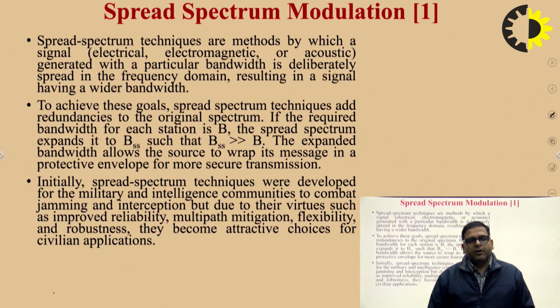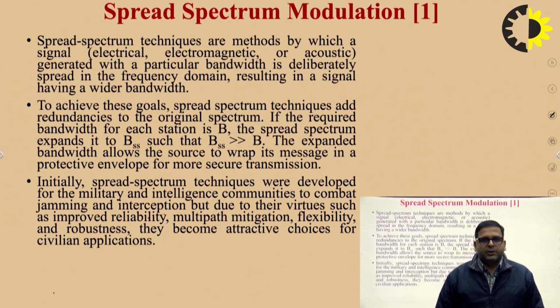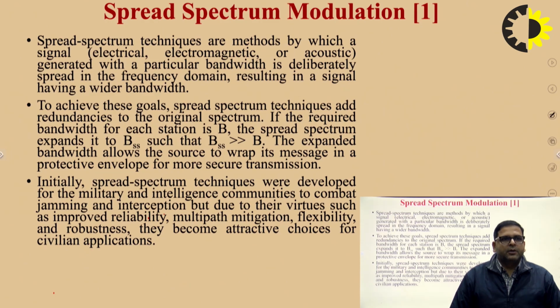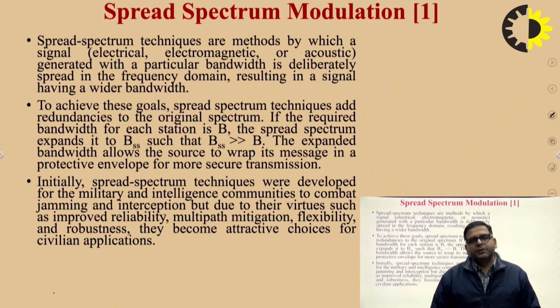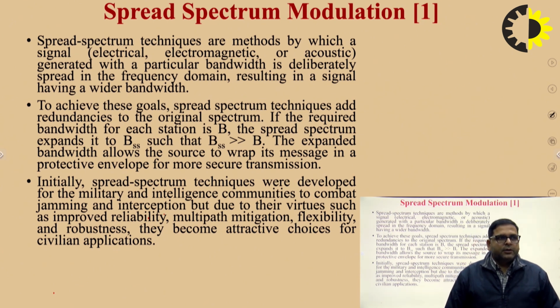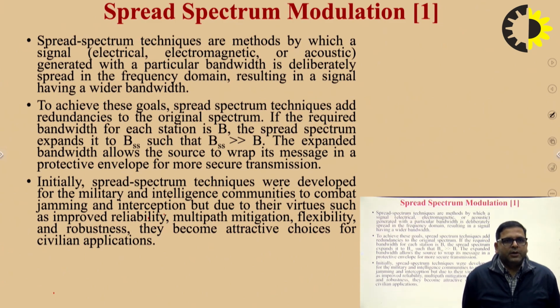So, we will now see what spread spectrum modulation is. In spread spectrum modulation, the information is transmitted over a larger bandwidth, which is far above the minimum bandwidth required to transmit the desired information. In this method, the signal generated within a particular bandwidth is deliberately spread in the frequency domain, and the resultant spread signal is transmitted over a wider bandwidth.